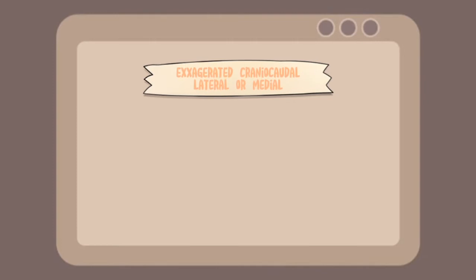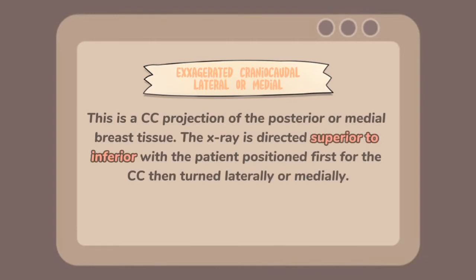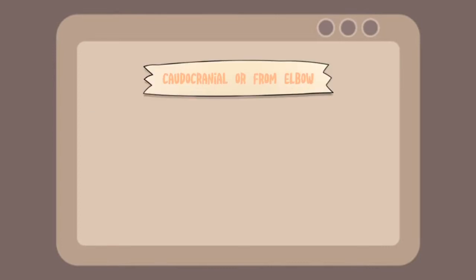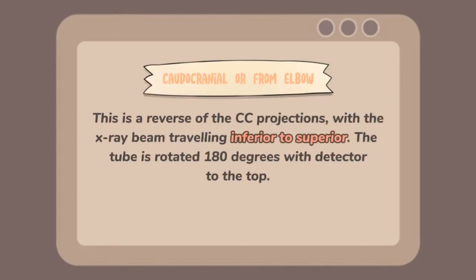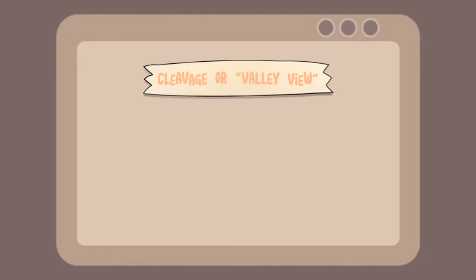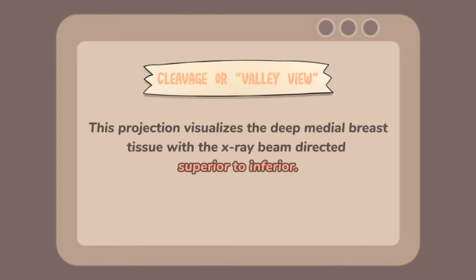Exaggerated craniocaudal lateral or medial. This is a CC projection of the posterior or medial breast tissue. The X-ray is directed superior to inferior with the patient positioned first for the CC, then turned laterally or medially. Caudocranial or from below. This is a reverse of the CC projection, with the X-ray beam traveling inferior to superior. The tube is rotated 180 degrees with the detector to the top. Cleavage or valley view. This projection visualizes the deep medial breast tissue with the X-ray beam directed superior to inferior.